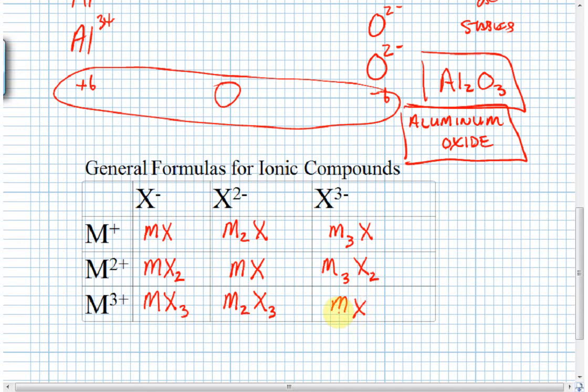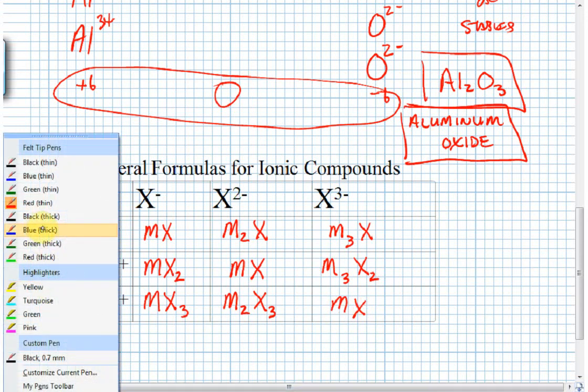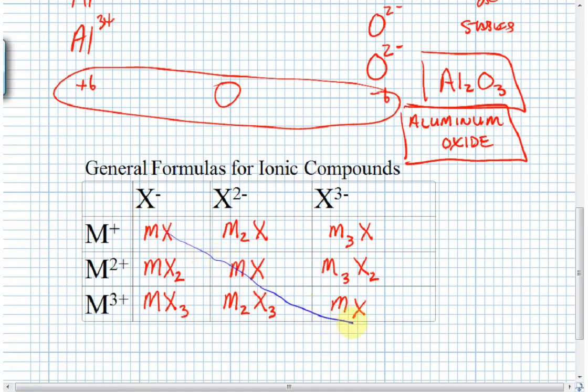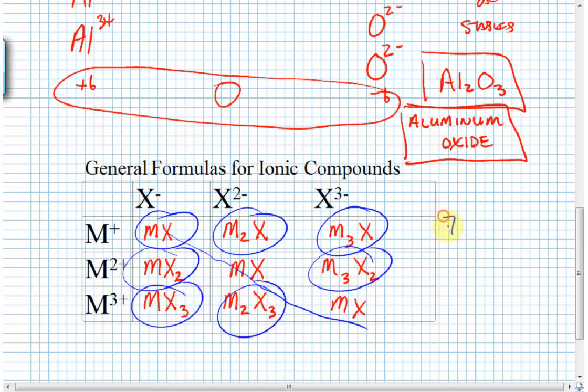Okay, so like playing tic-tac-toe, what you notice here is that right down the middle, all the formulas are the same, MX, MX, MX. That happens when the charges on the metal and the nonmetal have the same magnitude. I hope that makes a little bit of sense. The possibilities are limited. We really only have 1, 2, 3, 4. We've already counted this one. 5, 6, 7 different general formulas for ionic compounds.